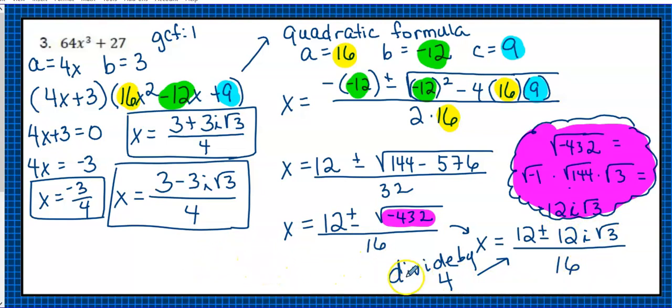Oh, and one last thing that I didn't talk about is right here, I got 12 plus or minus 12i root 3 over 16. All of these will divide by 4. So I divided all those by 4 and simplified it to 3 on top and 4 in the denominator.